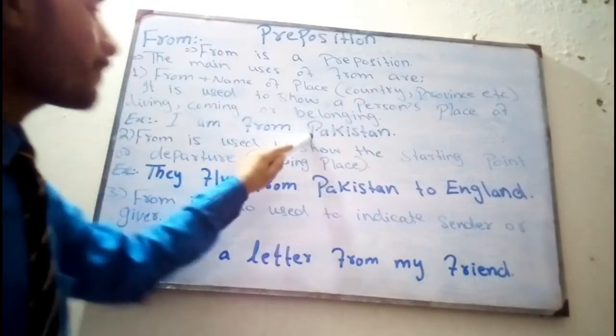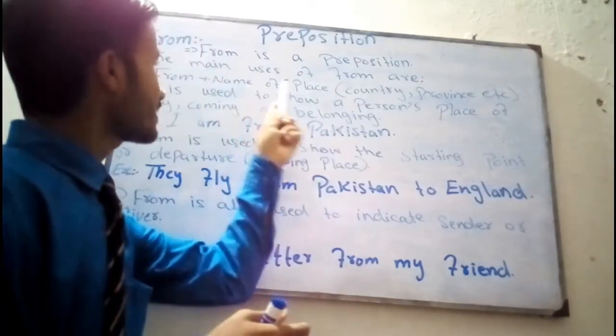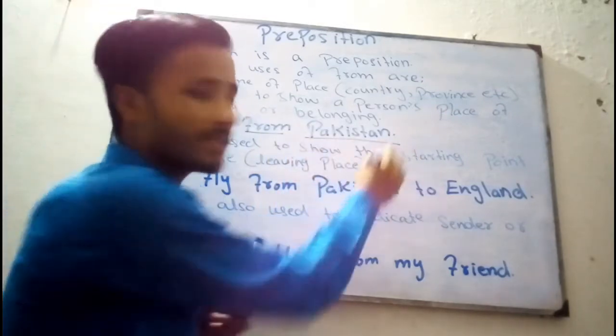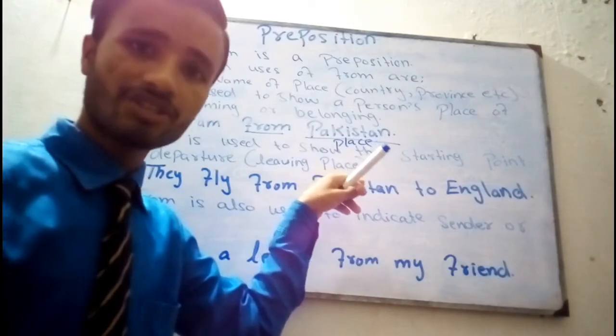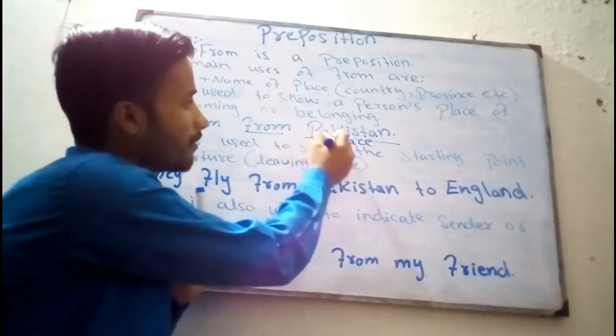See the example. I am from Pakistan. I told you guys that it is from plus name of place. So we use from before the name of place. See, Pakistan is a place, right? Pakistan is a country. So we use from before the place name, Pakistan.